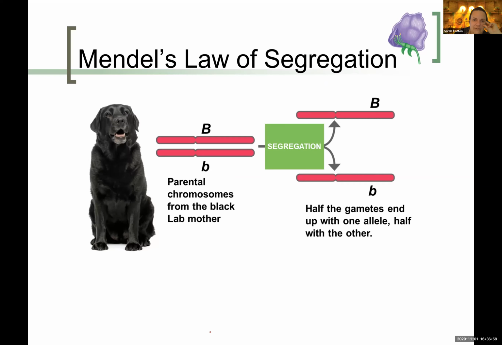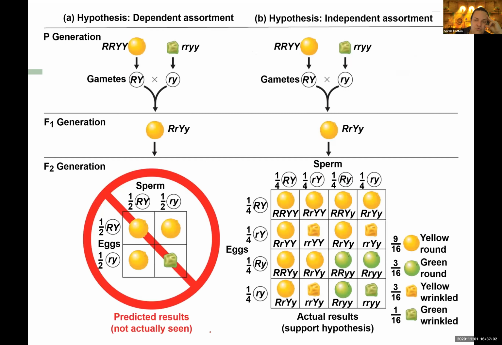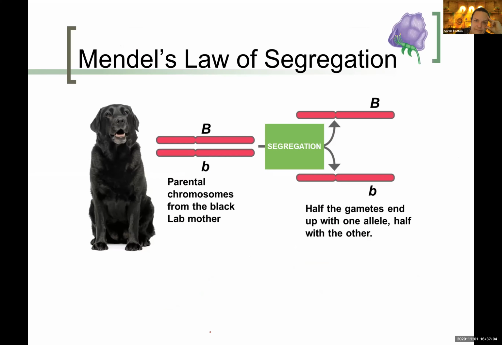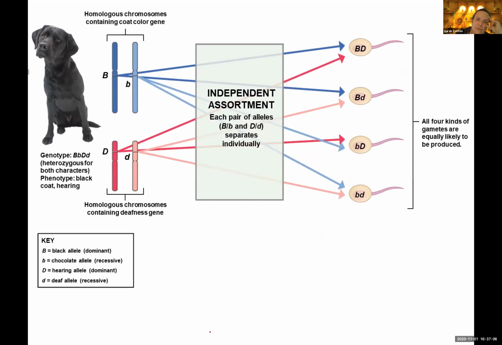Law of segregation. There's the 2 chromosomes to separate, whatever. Okay. Oh, that's ugly. Okay. What do I want to do? Do I want to keep going?